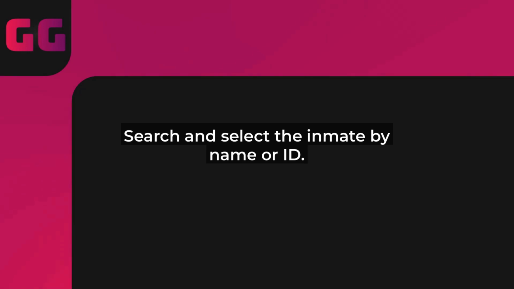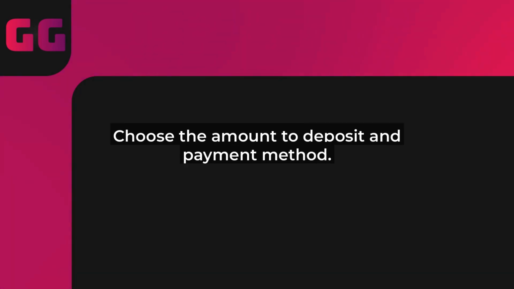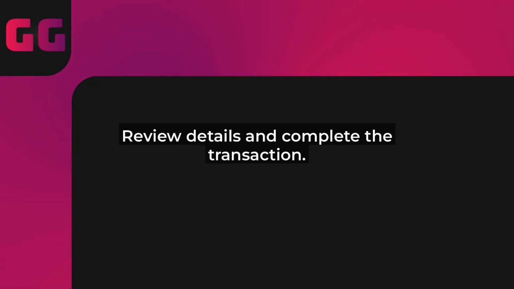Payment options have expanded in 2025. Think credit cards, debit cards, even digital wallets like PayPal or Venmo in some states. Just double-check for any transaction fees, which can vary but are often around $2-5 per deposit. After selecting your payment method, review the details to avoid errors, then hit Submit. You'll get a confirmation email or text almost instantly.